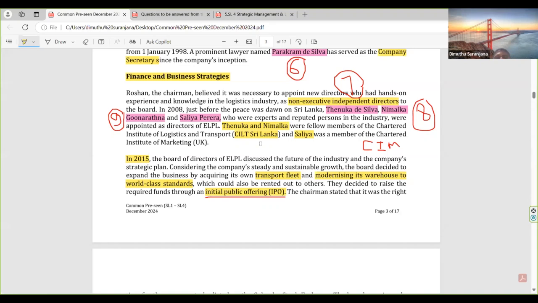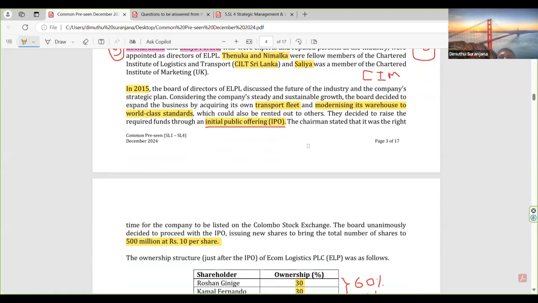Nimalka Gunaratne, number 8, and Sadi, number 9, who were expert and reputed persons in the industry, were appointed as directors of ELPL. Tenuka and Nimalka were fellow members of the Chartered Institute of Logistics and Transport, and Sadi was a member of the Chartered Institute of Marketing. Right. So they are again related to the auditing subject, corporate governance.